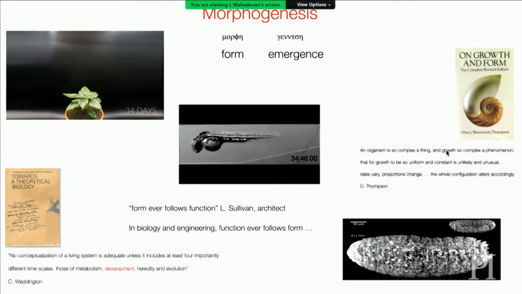About 50 years ago, the geneticist and developmental biologist Conrad Waddington organized what is now considered to be a very famous set of meetings called Towards a Theoretical Biology, resulting in 3 volumes. And in this set of volumes, he says, no conceptualization of a living system is adequate unless it includes at least 4 importantly different time scales. Those associated with metabolism, those associated with development, what I just showed you in the context of plants and animals, those associated with heredity, and those associated with space. We have to understand how things happen in time. Both are, of course, very familiar to people who think about the physical world, but as shouldn't be surprising to anybody, they are equally relevant in the biological world.